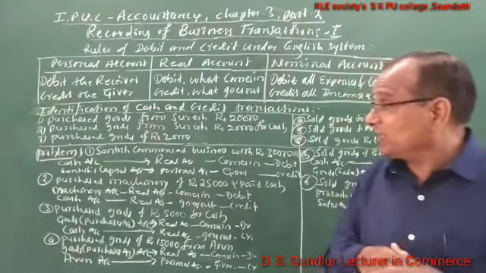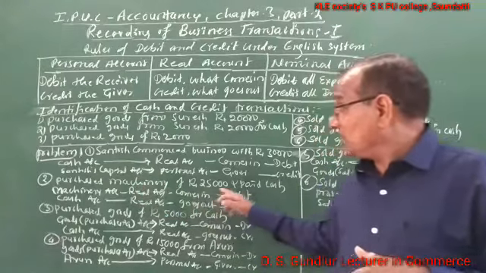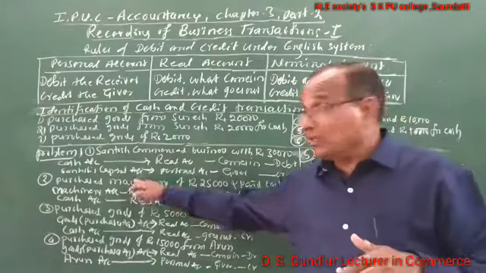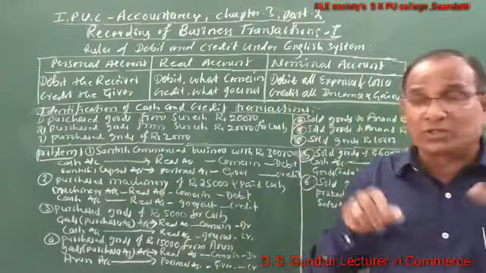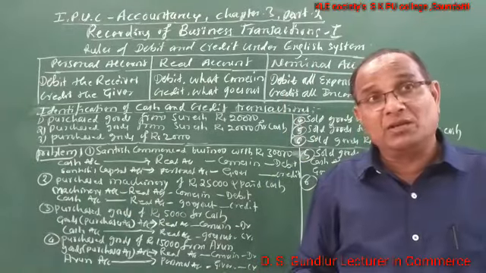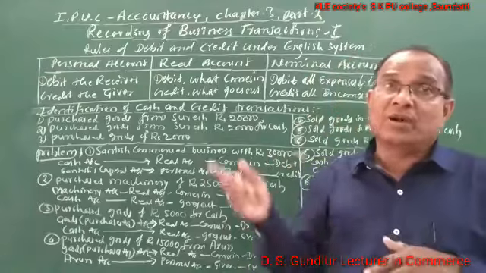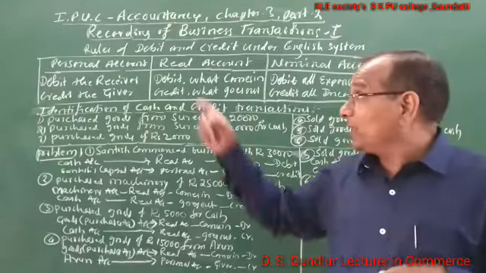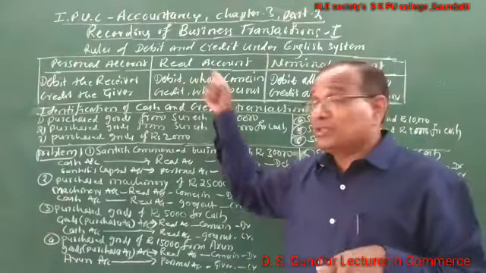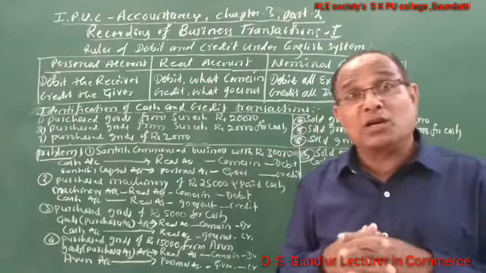Now, purchase machinery of 25,000 paid cash. In this transaction, we can identify two accounts: machinery account and cash account. Machinery account is a real account. Cash account is also a real account. For machinery and cash, apply the rule of real account. Real account rule is debit what comes in and credit what goes out.